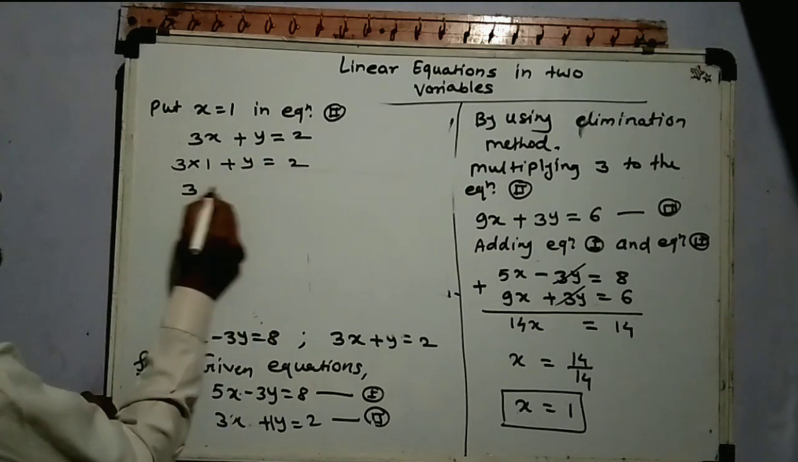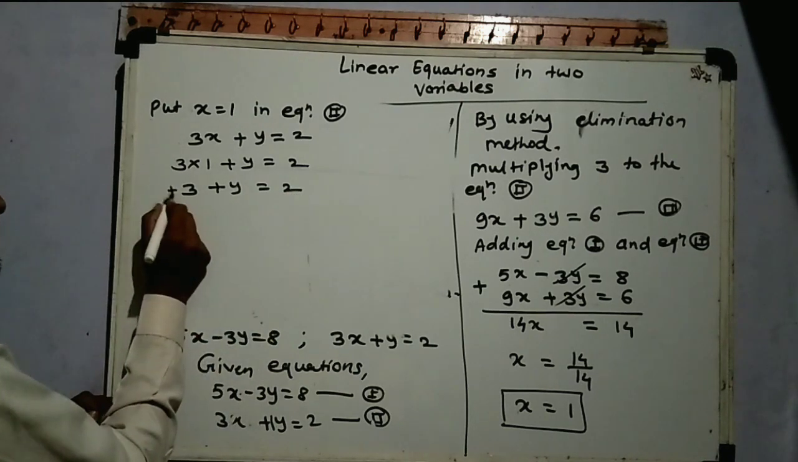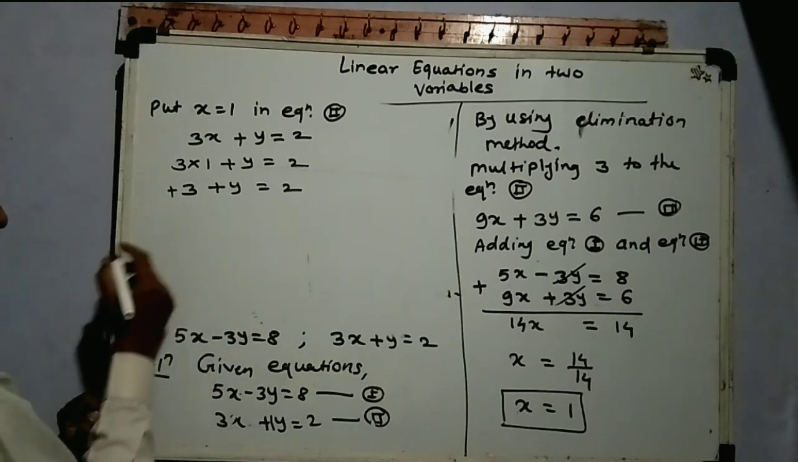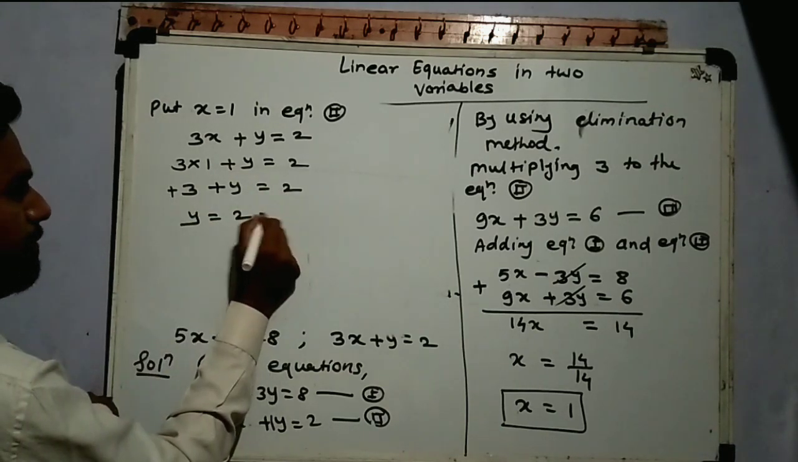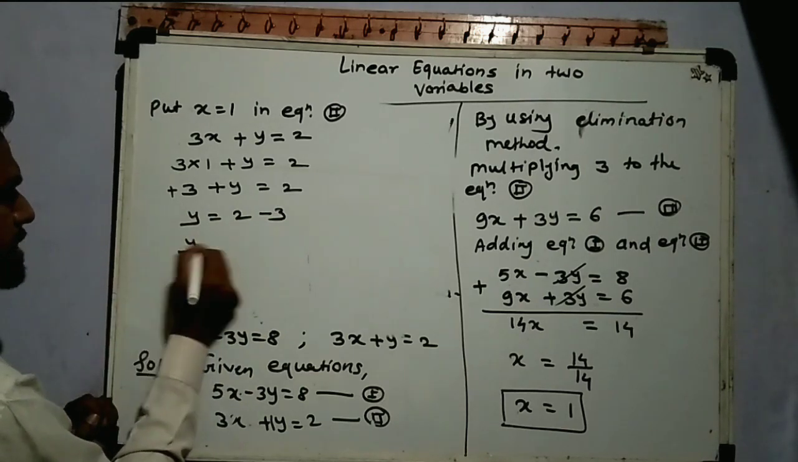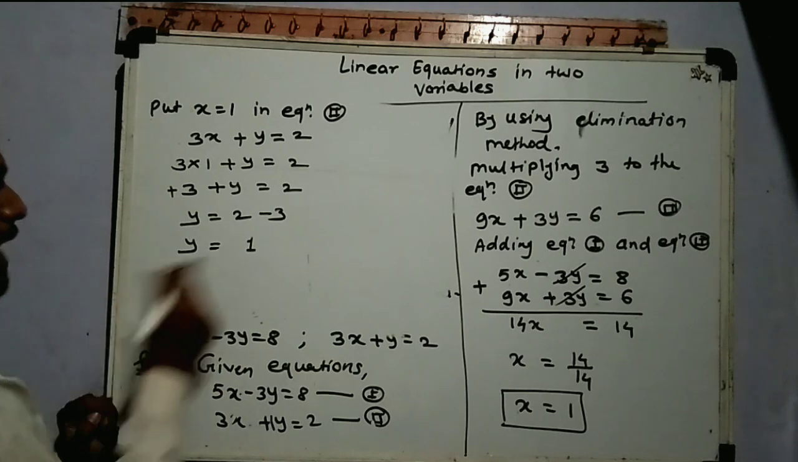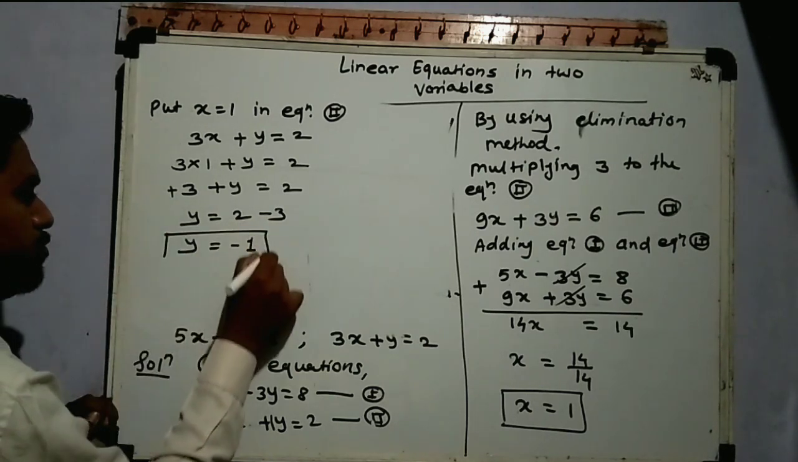3 ones are 3, plus y is equal to 2. So this plus 3, after shifting to the other side of the equal to sign, became minus 3. Okay, so y is equal to 2 minus 3. So y is equal to 3 minus 2, how much? 1. And what is the sign of the bigger number? Minus. So the answer is minus 1. So y is equal to minus 1.